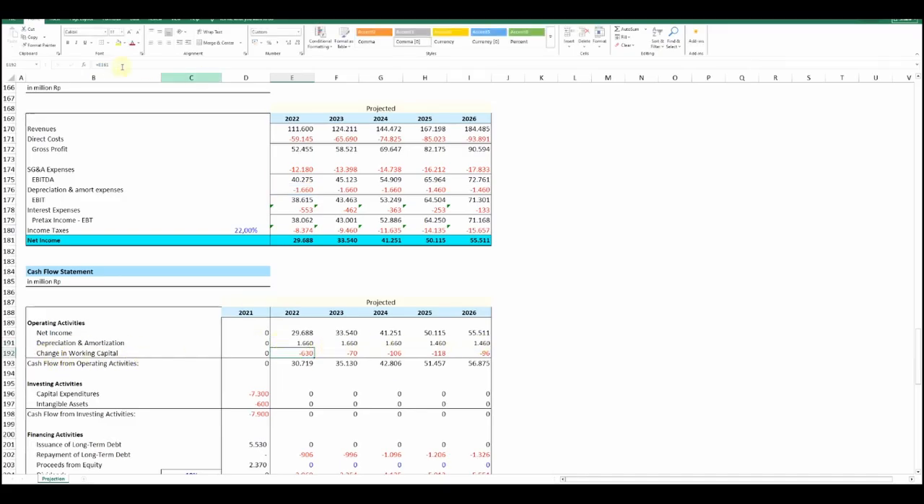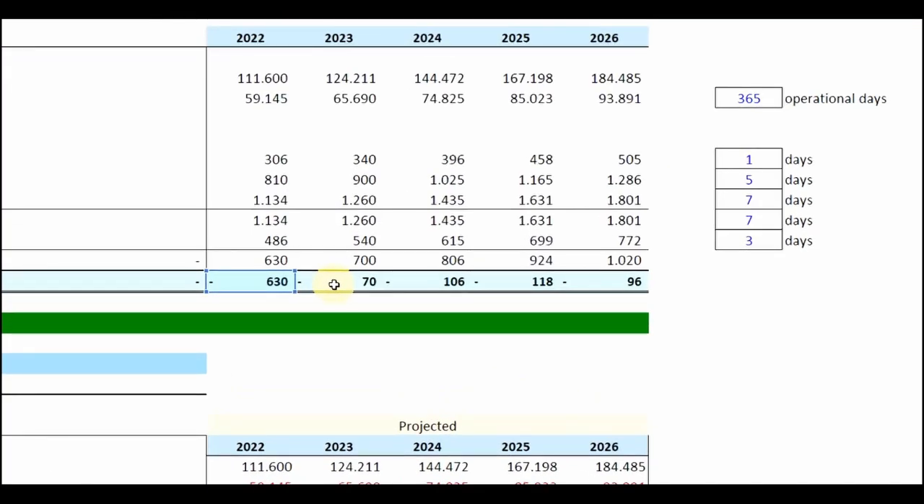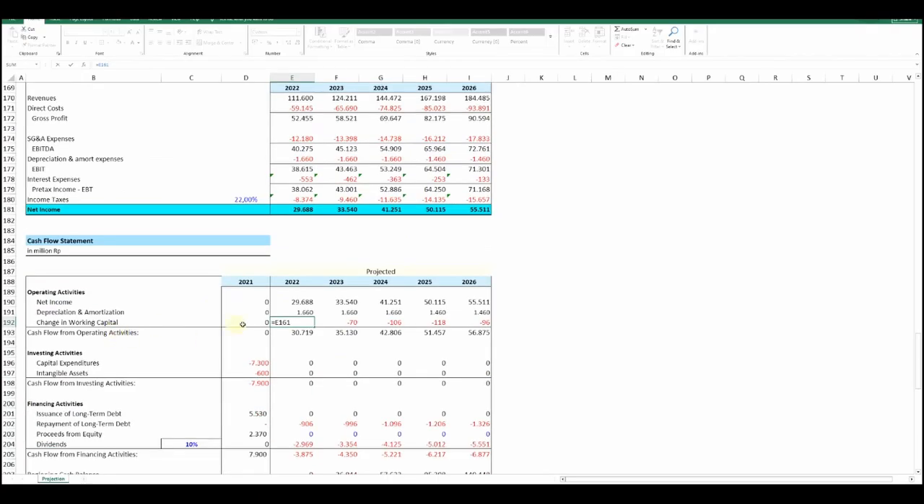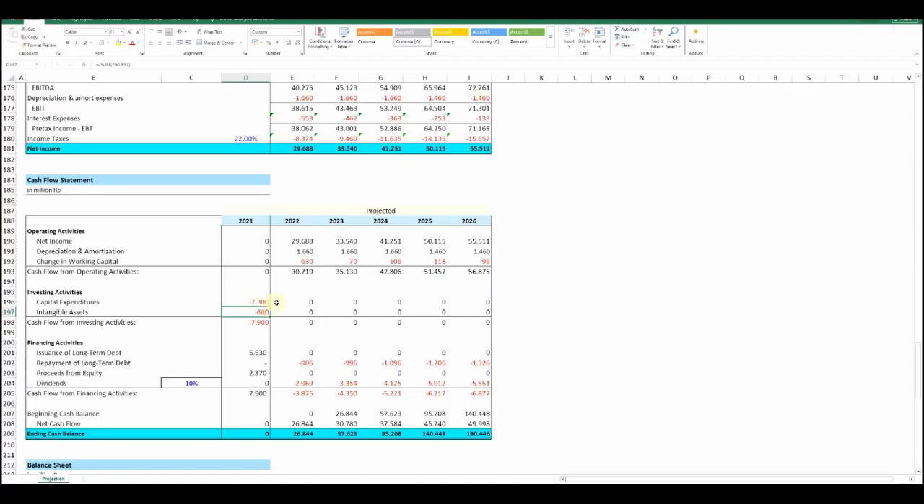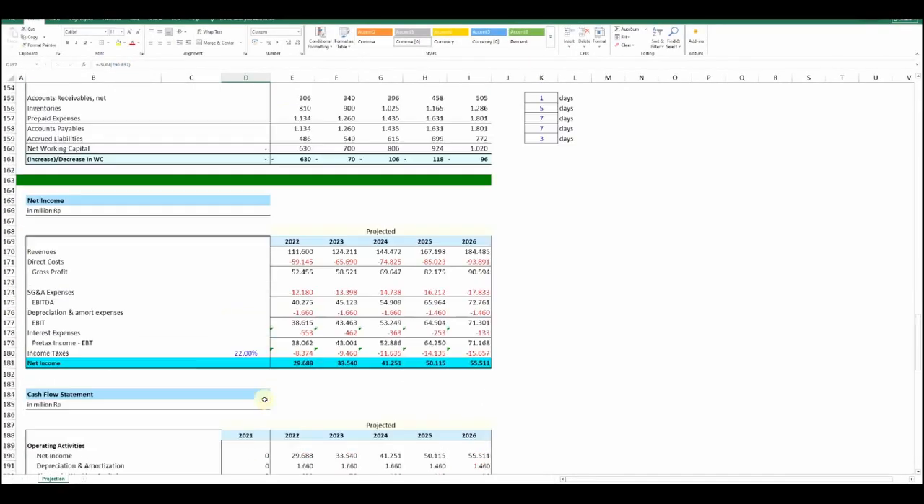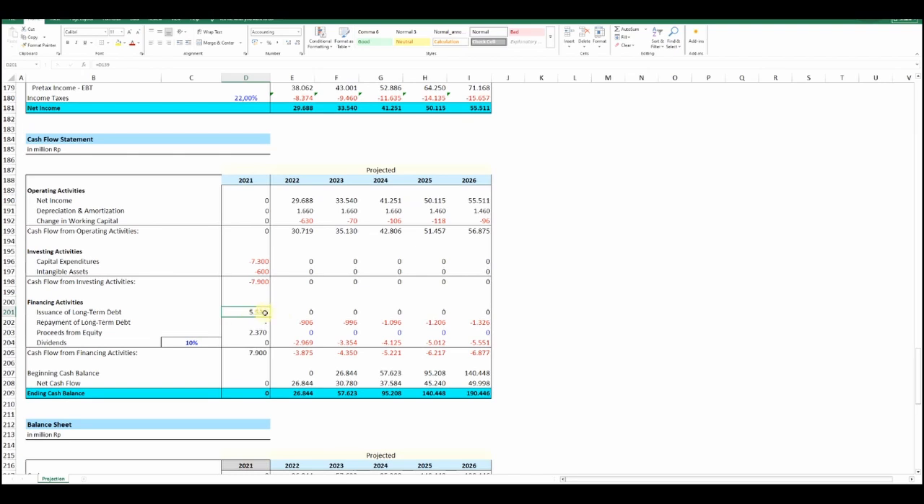Next is the change in working capital, which we take from the increase or decrease in working capital calculated in the section above. In the first year, since the business hasn't started operating yet, cash flow from operations is 0. However, cash flow from investing and financing already shows activity due to capital expenditures and funding inflows. Under investing activities, we record cash outflows for capital expenditures and intangible assets, with values taken from the investment section above. Next up is cash flow from financing.